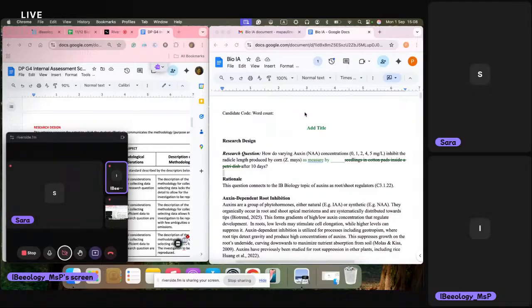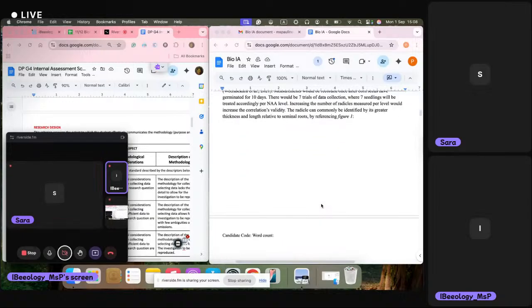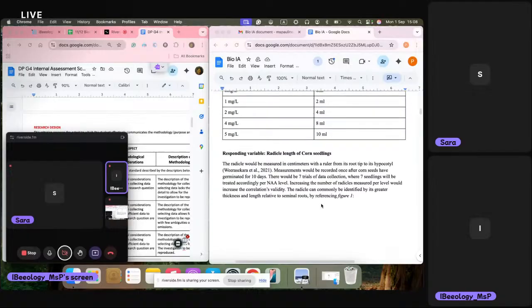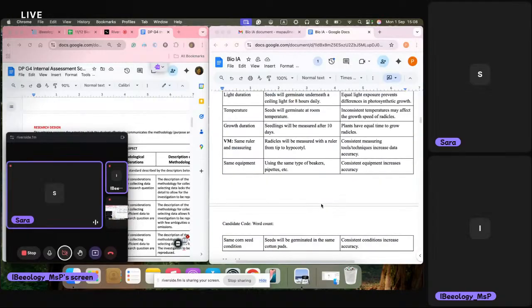So this is more like another eye to see your IA, which I would happily oblige. All right. I'm just gonna check. Oh, you have 24 pages. Yeah, this is a lot.